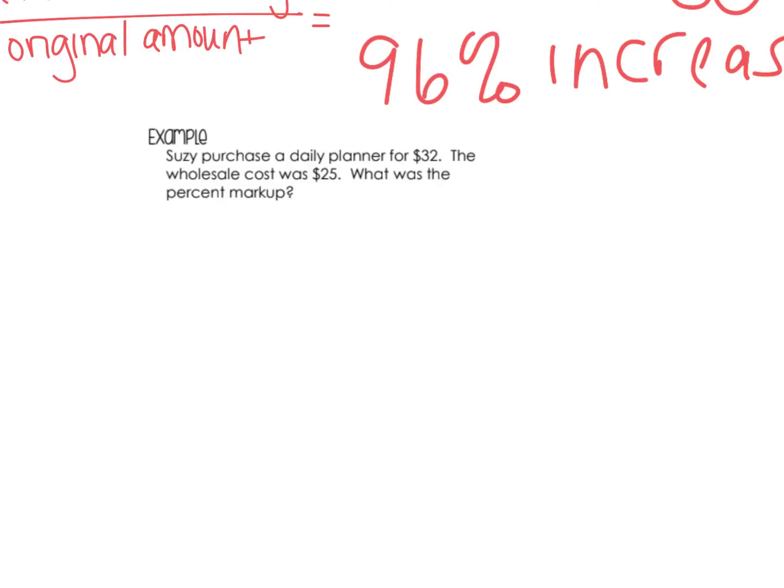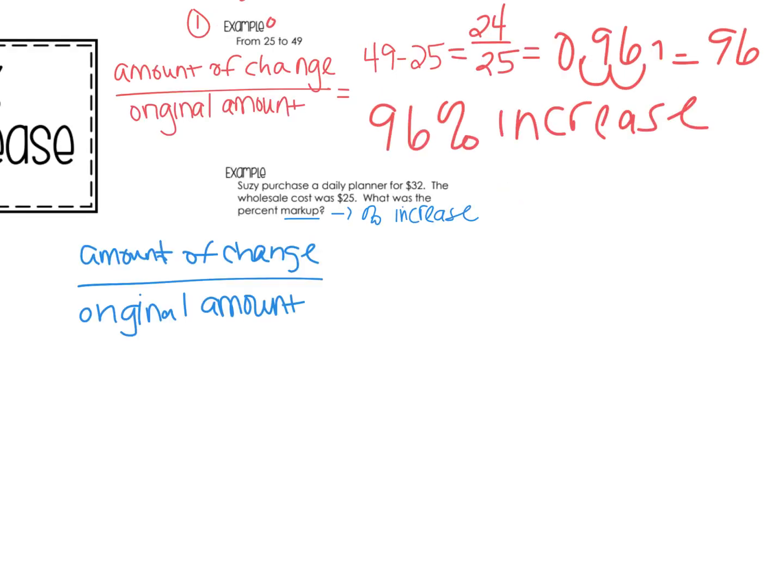Taking a look at example number 2. Susie purchases a daily planner for $32. The wholesale cost was $25. What is the percent markup? The first thing I notice is the word markup. Because of that word, I know automatically that this question is talking about a percent increase. Okay, so let's go ahead and take a look at what we need to figure out what that percent increase will be.